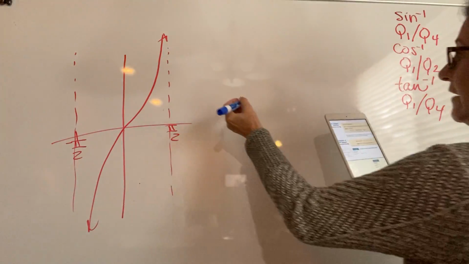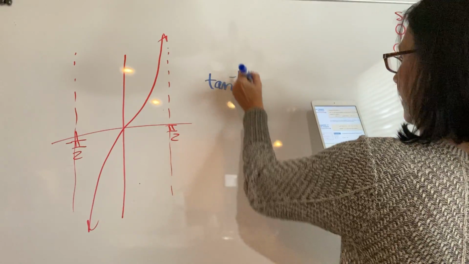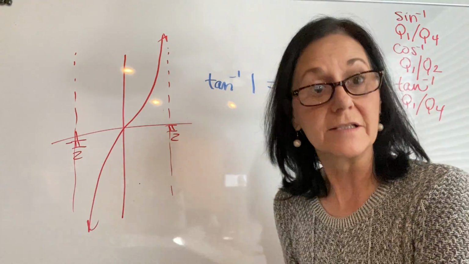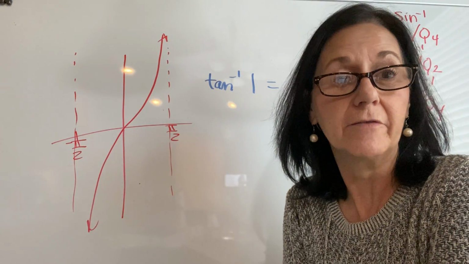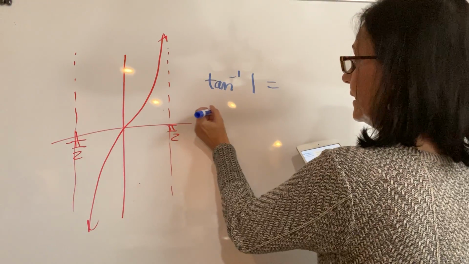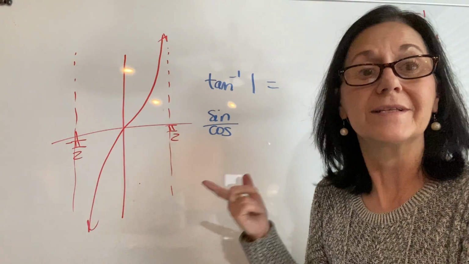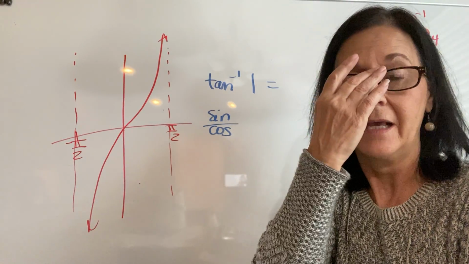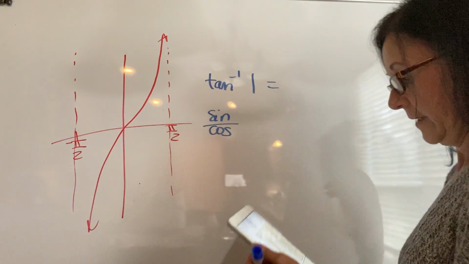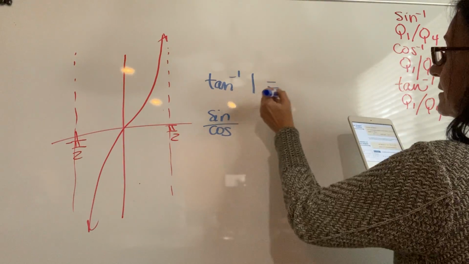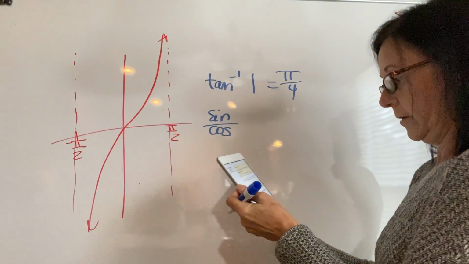So in example 5, I'm looking at the tan inverse of 1. I know at 1 it's positive, so we're looking in quadrant 1. I know the tan is always 1 at pi over 4 because the tan equals the sine over the cosine. It can only be 1 when the sine and the cosine are the same, and that only happens at pi over 4. It's square root of 2 over 2 over square root of 2 over 2. So the inverse tan is in the first quadrant, pi over 4.